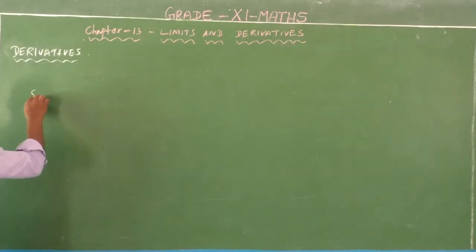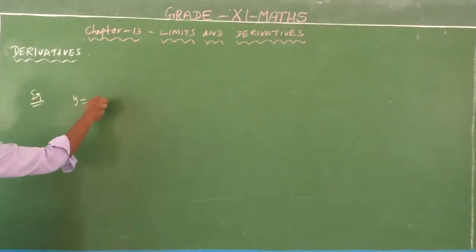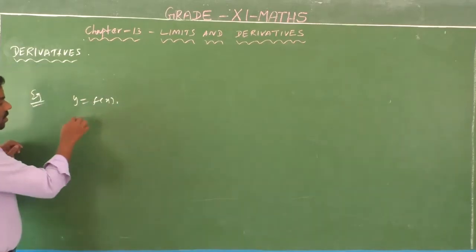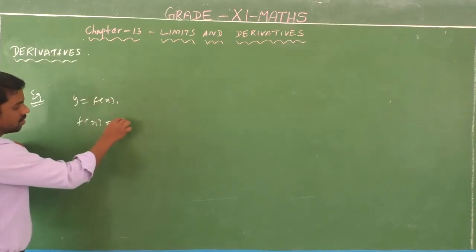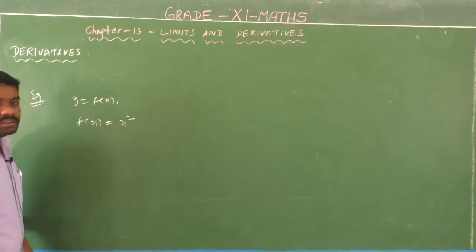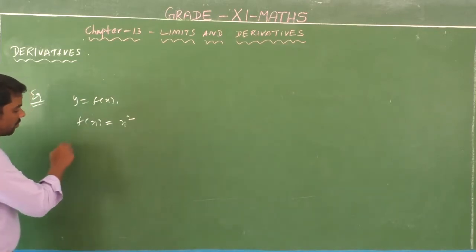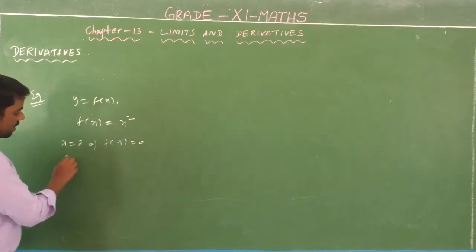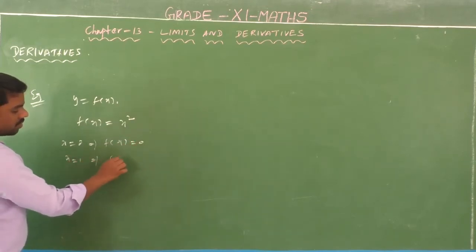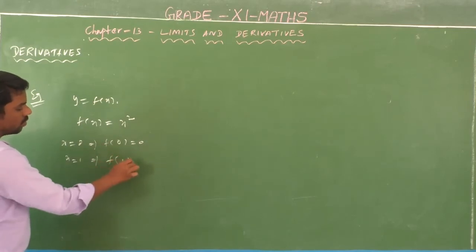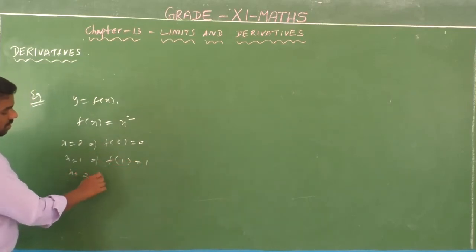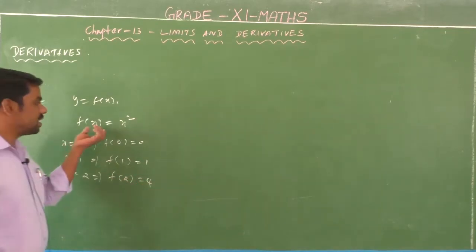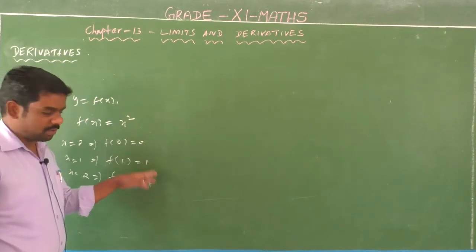Let's take an example. Let y equal to f of x be a function, f of x is equal to x squared. So if x equal to 0, which implies f of 0 is equal to 0. x equal to 1, which implies f of 1 is equal to 1. x equal to 2, which implies f of 2 is equal to 4. At x equal to 0, 1, 2, the function f of x values are 0, 1, 4. So x changes, and the y answer changes.